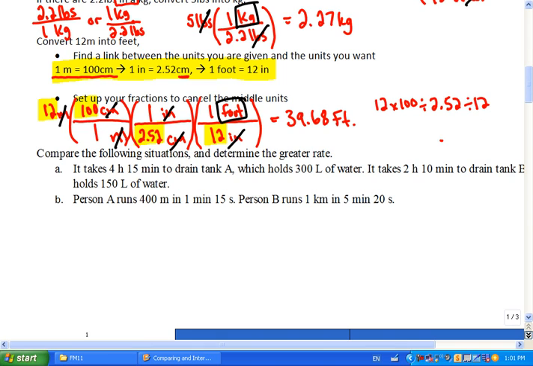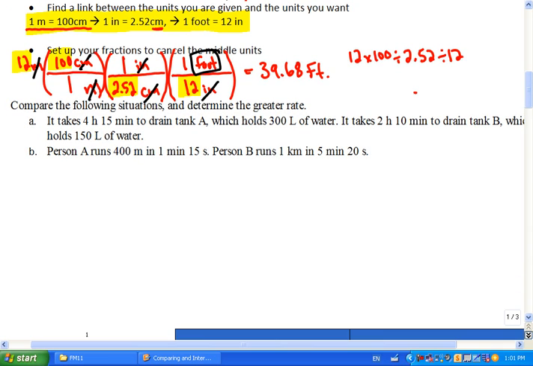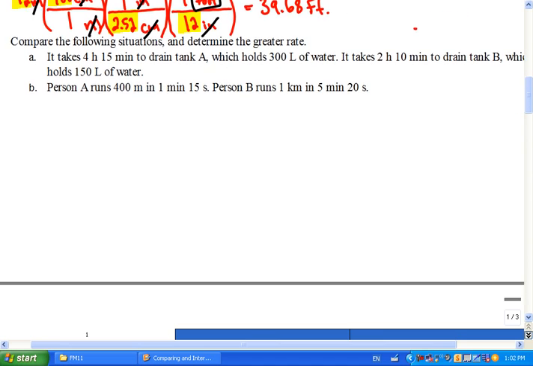So the trick when you're switching units is to remember the number on the bottom is going to cancel out the units you're in, and the number on top is going to move into the new units. Is that okay right there? All right, let's move on then.